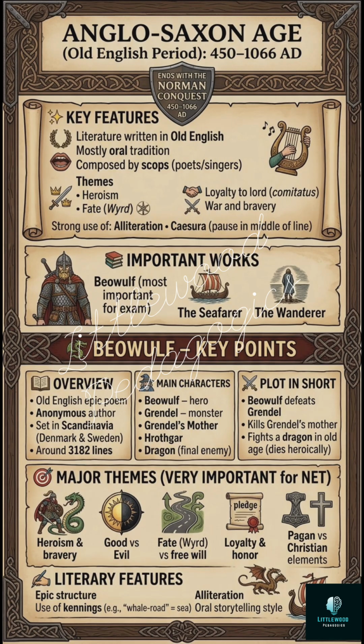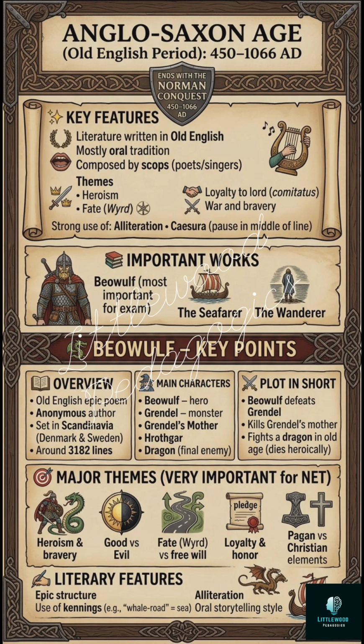And the literary features of this particular period are the high use of alliteration, which you have to keep in mind, and epic structure. This particular poem is in epic structure. The use of kennings is also important.